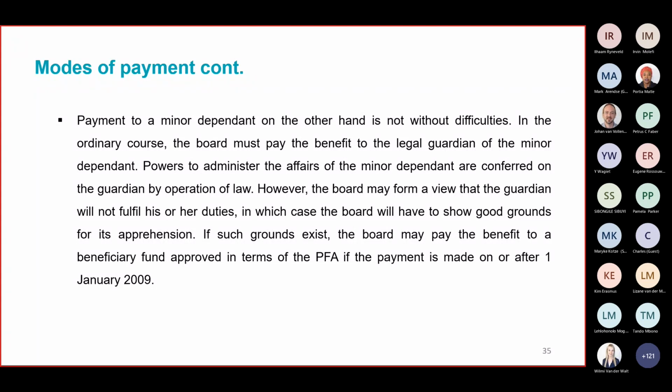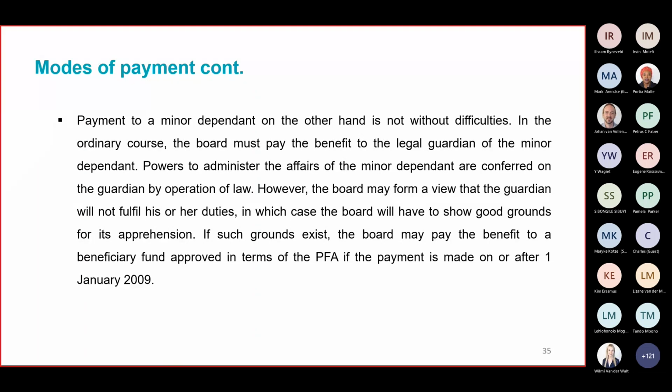Payment to a minor dependent, of course, though, is slightly more challenging. In the ordinary course, the board must pay the benefit to the legal guardian of the minor dependent. The powers to administer the affairs of the minor dependent are conferred on the guardian by operation of law. However, the board may form the view that the guardian will not fulfill his or her duties. There may be concerns that the guardian may utilize the monies for other purposes, or doesn't have the ability to handle these monies to last for as long a time as the minor may require it for.